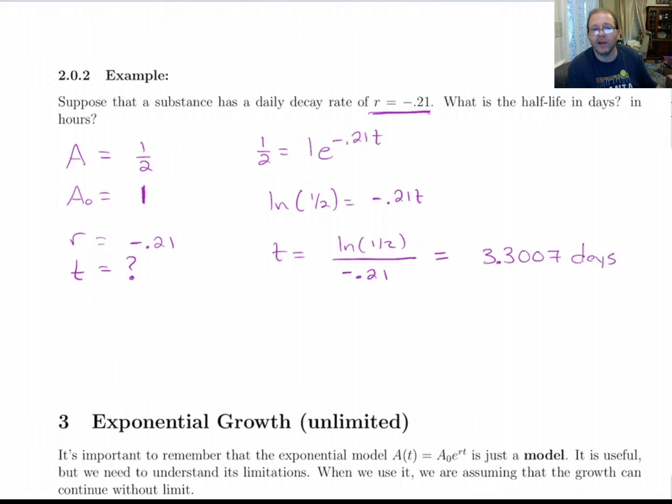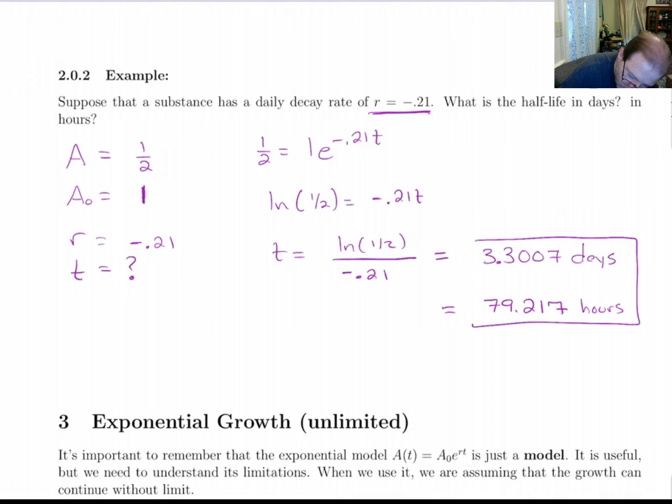And of course, to get the half-life in hours, you just multiply that by 24. So you get 79.216. I'm going to round that to 79.2 hours. The thing is, since they said it had a daily decay rate, that's how we know that the original answer was the half-life in days. And then you just have to convert days to hours here.